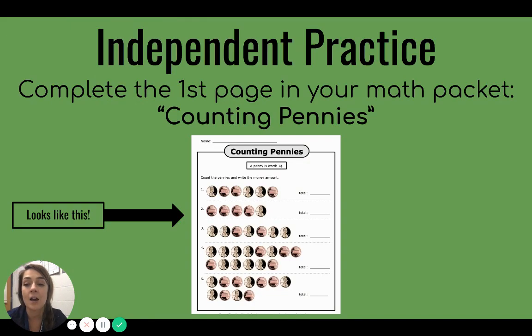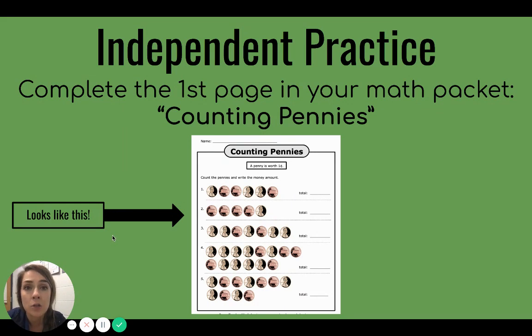All right, so now you need to take a little break. And in your math packet that you picked up yesterday, there was a packet of math sheets that were stapled together. I just want you to do the very first one. It looks like this. It says counting pennies. You're just going to complete this. You're going to write the total.